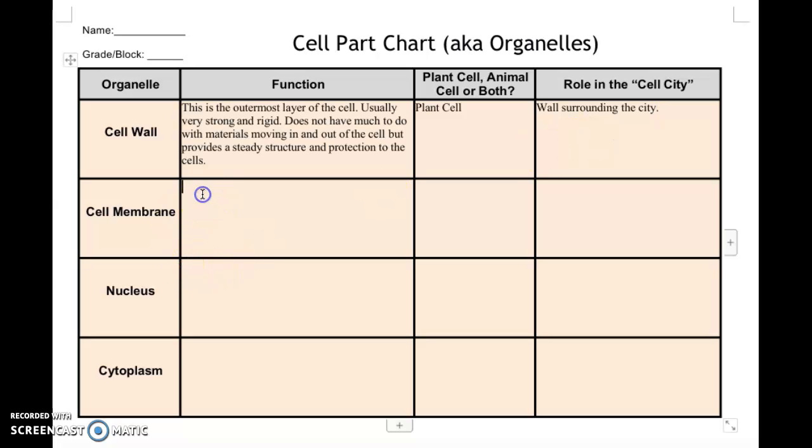Now let's move on to the next one, the cell membrane. Like I already said, the cell membrane can be the outermost layer of an animal cell because it does not contain a cell wall. But in plant cells, it lies below the cell wall. So when you go from outside to inside in a plant cell, first we would have the cell wall and then we would have the cell membrane.